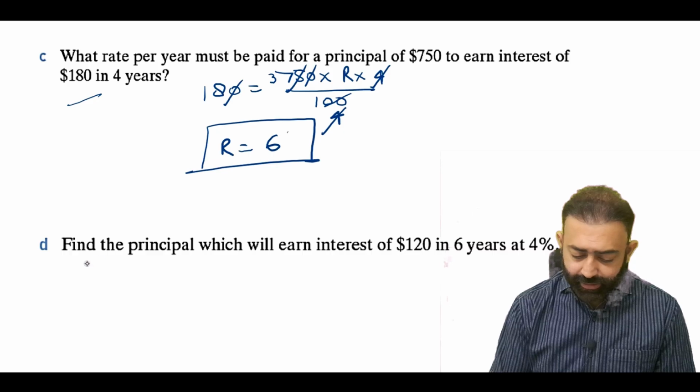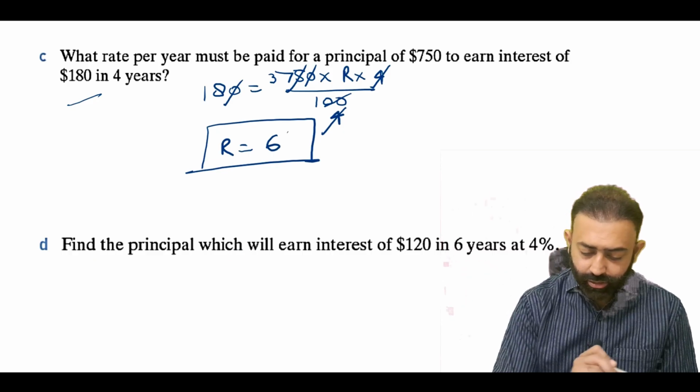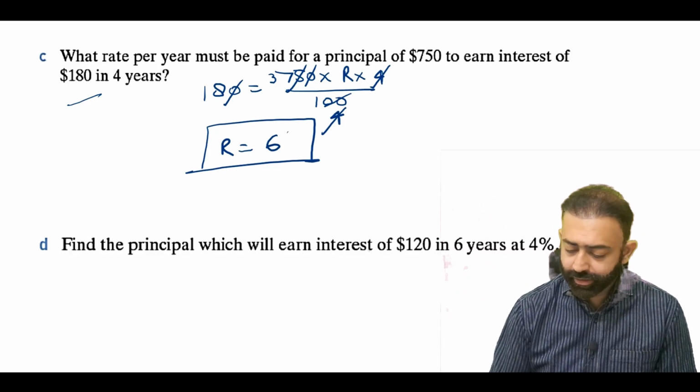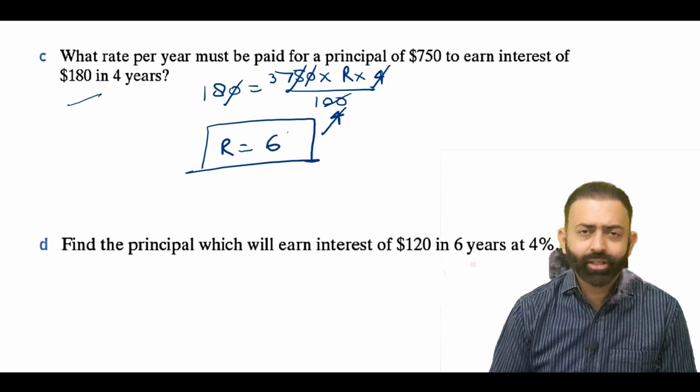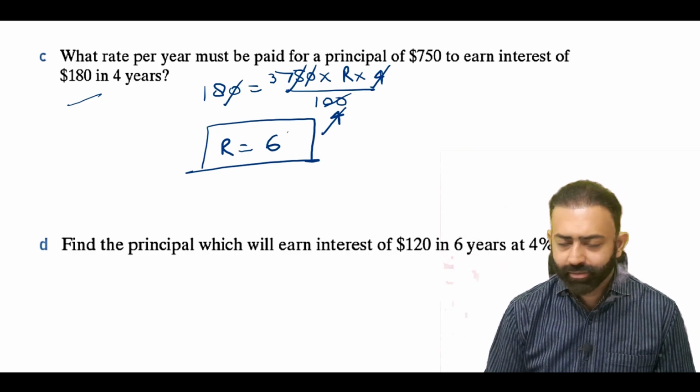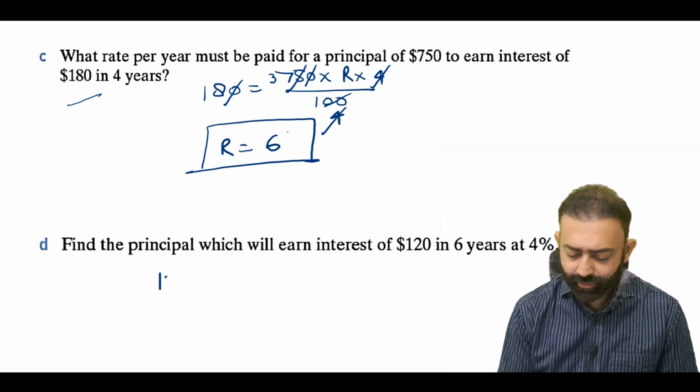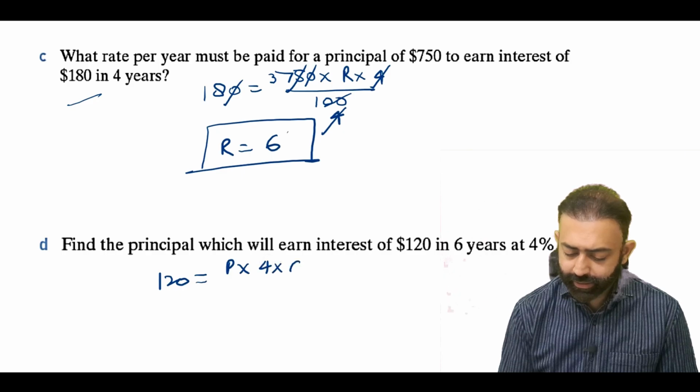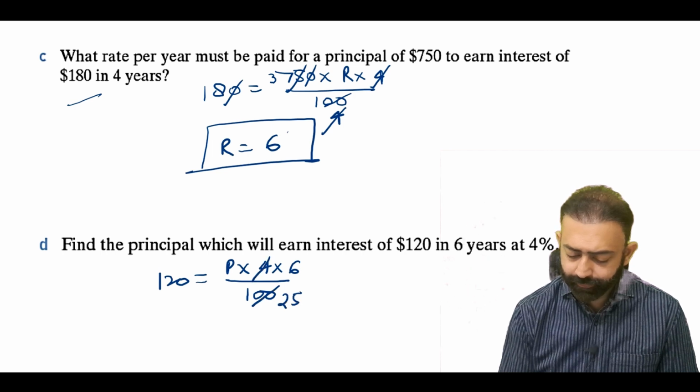All right, next one is find the principal which will earn interest of 120 in 6 years at 4%. This time it is asking for principal. So again 120 is equal to P, rate is 4, time is 6 over 100. This goes 25 times. This goes 20 times. So principal comes out to be $500.